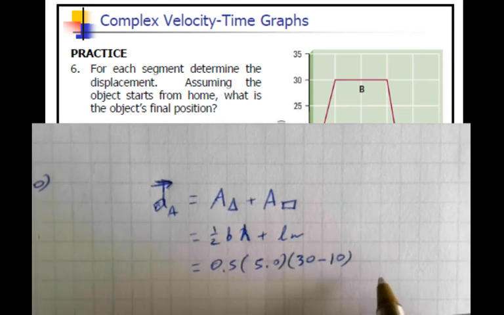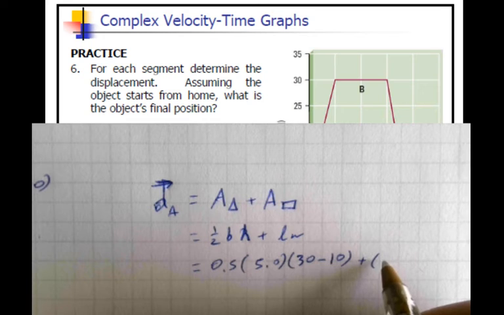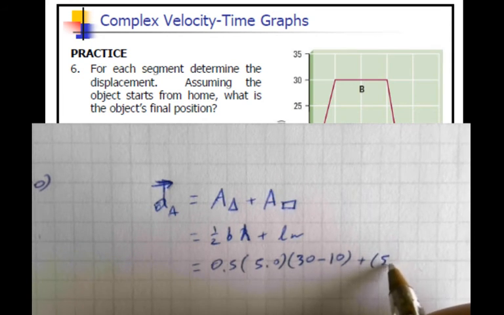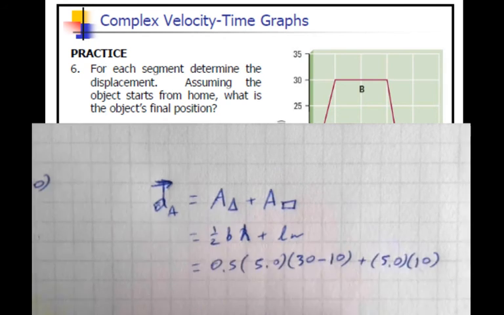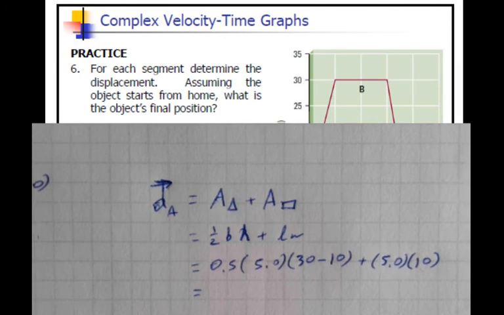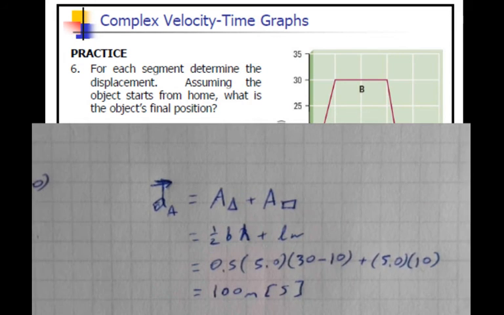I'm going to drop the directions because there's going to be a bit to write here. The length of the rectangle is 5. The height is 10. So altogether, the displacement of A is 1/2 of 20, which is 10, times 5, which is 50, plus another 50. It should be 100 meters, and that is in the south direction. That's our displacement for A.